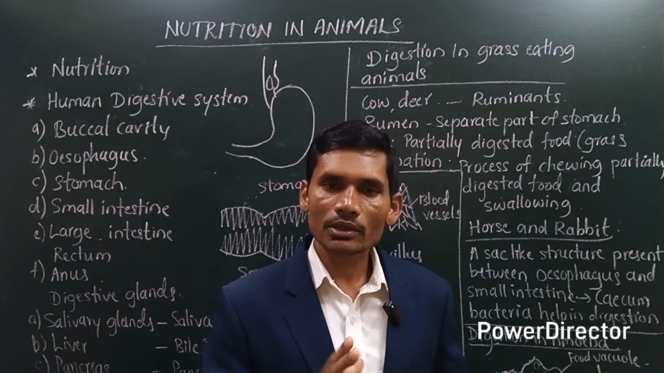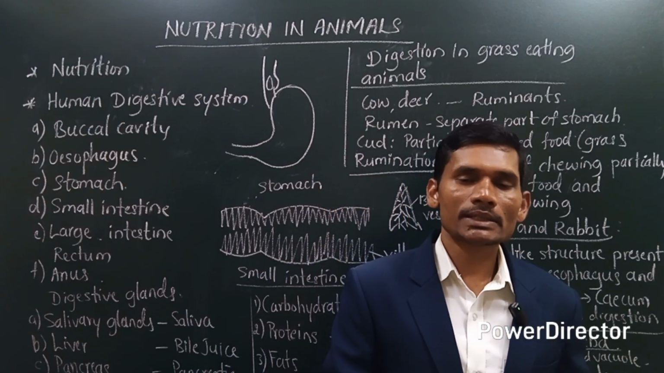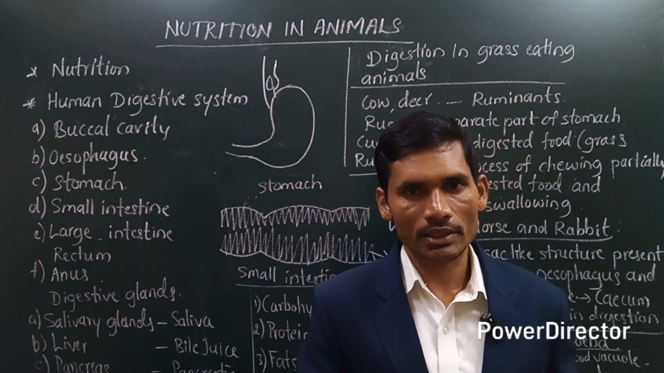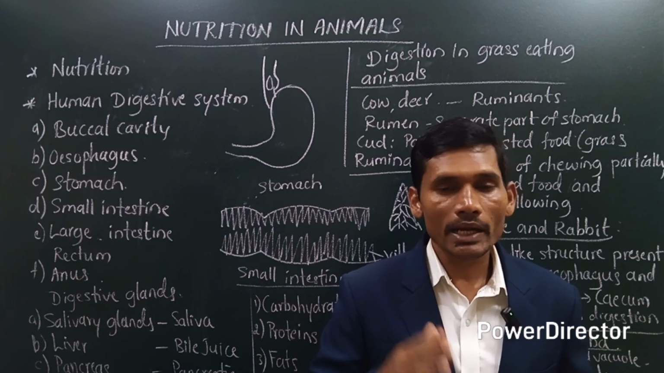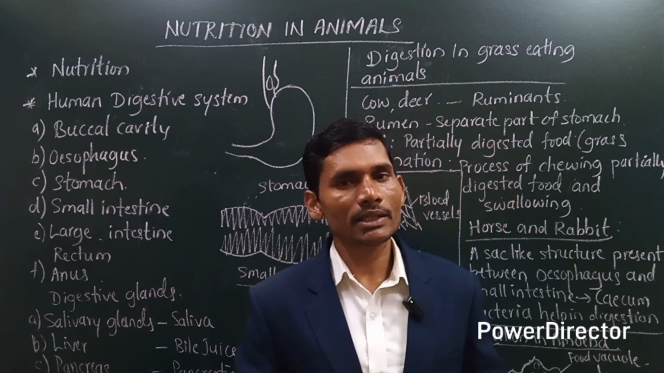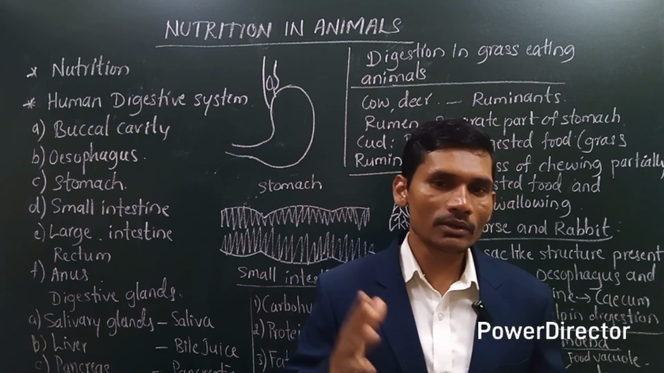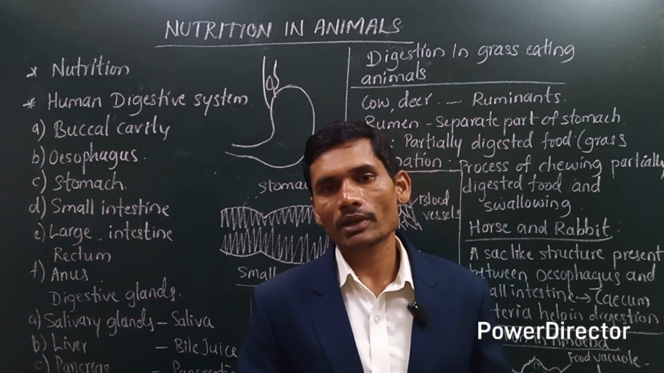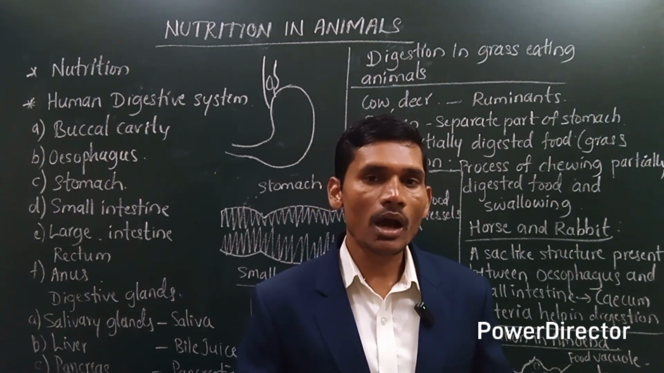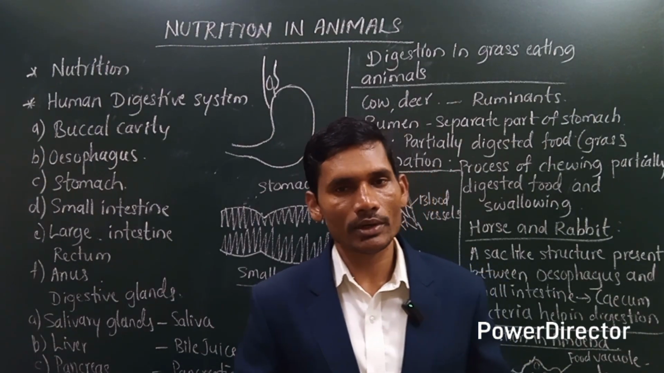Here we are going to study the human digestive system in detail in this lesson. Along with that, we are also learning what type of digestion grass eating animals show, as well as how digestion takes place in amoeba. These things we are going to focus on here.